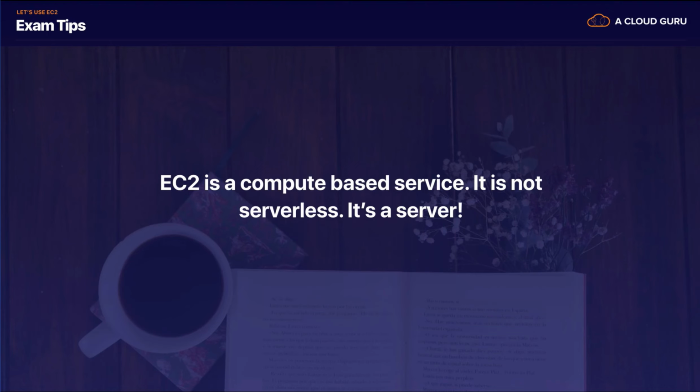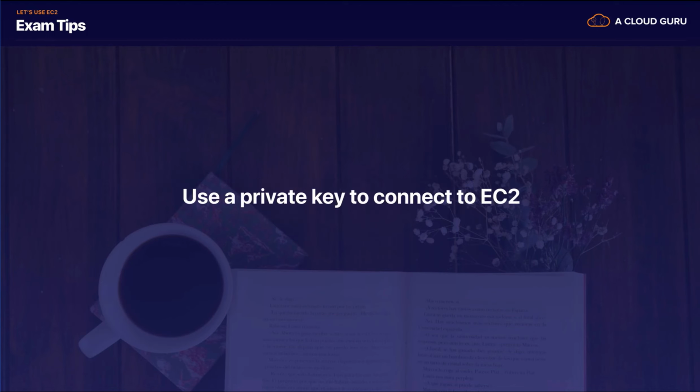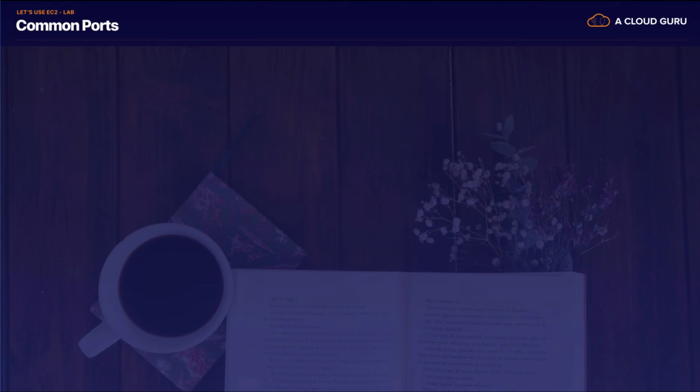So on to my exam tips. Well, congratulations, you've provisioned your first EC2 instance. You've taken a step into a much wider world. Just remember that EC2 is a compute-based service. It's not serverless. It's an actual virtual server in the cloud. Remember that you need to connect to EC2 using a private key. A private key is just like a key that you want to keep, and a public key is just like a padlock. So you use your private key to unlock your padlock. You don't want to share your private key with anyone.